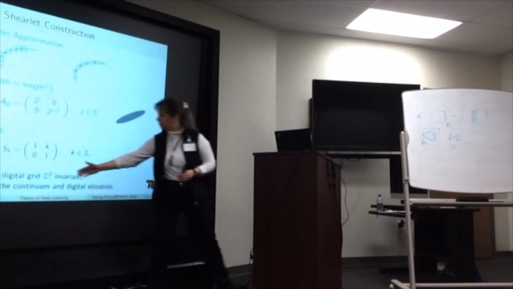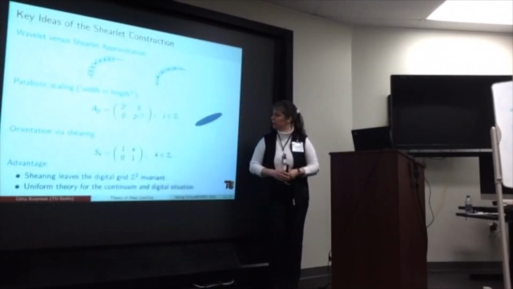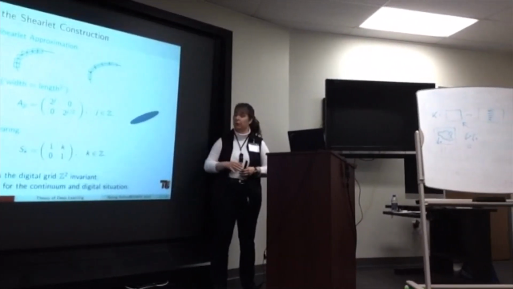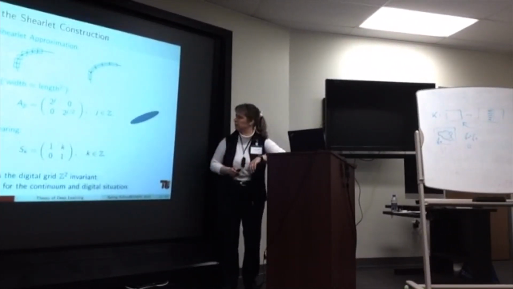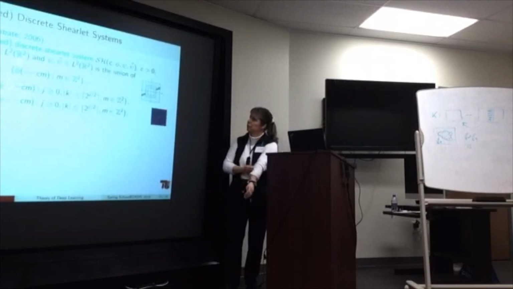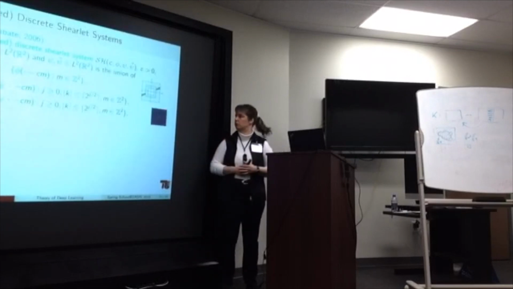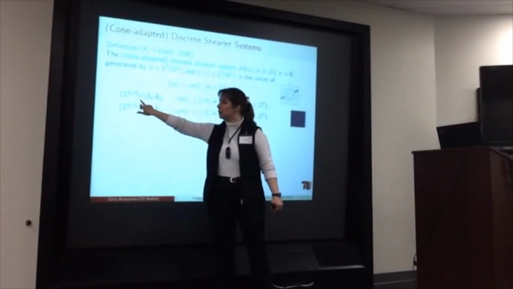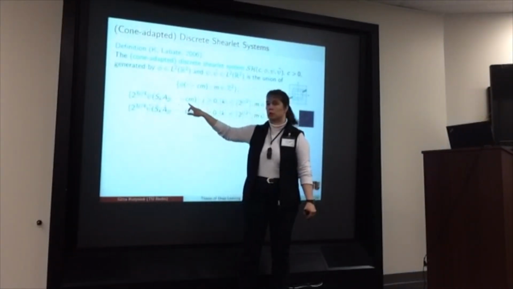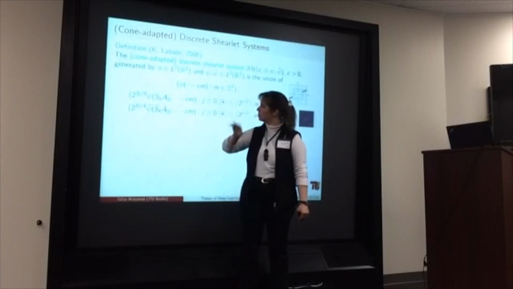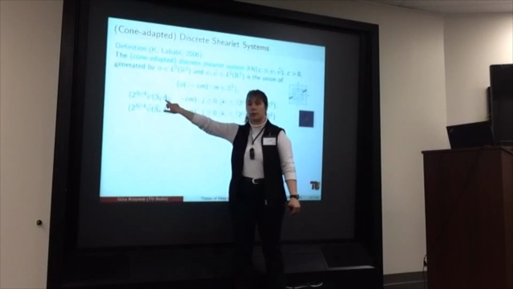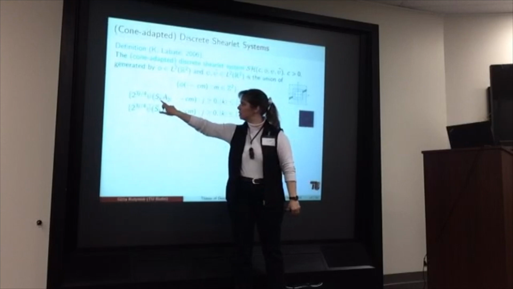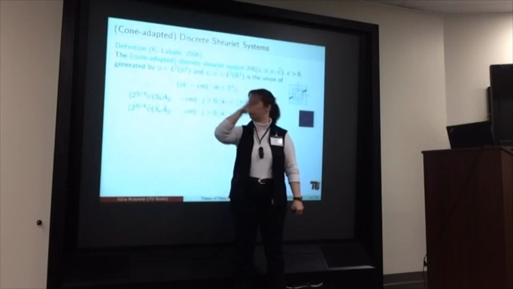So I mean, shearing applied to the digital grid leaves it invariant, so you have a faithful implementation in the end. And that leads to what one calls a sheared system. So you see, if you look here, you have a generator. You again have a translation, so you move these things on the plane. You have the scaling, so you can zoom in. And you have the shearing, so you can change the orientation.